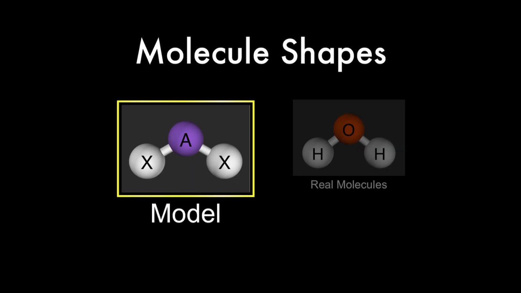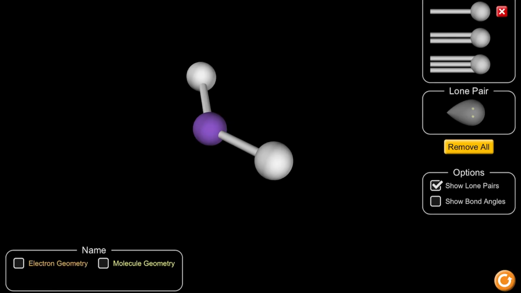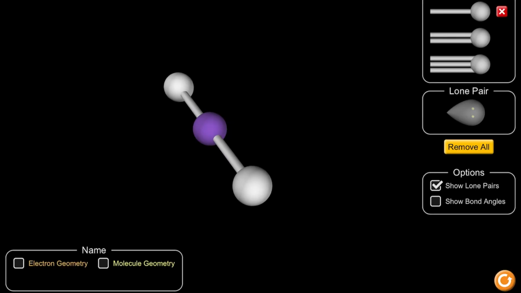So here is the simulation. The link is in the description itself. When you click the link, write down, click the model. Okay, and then based on this structure, we have 2 bonding pair.